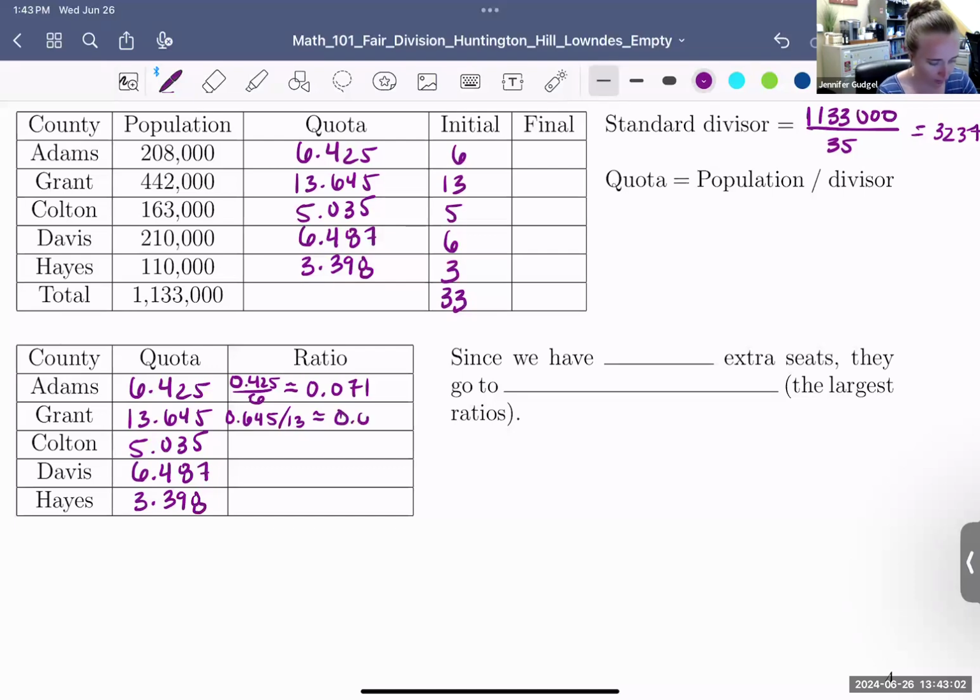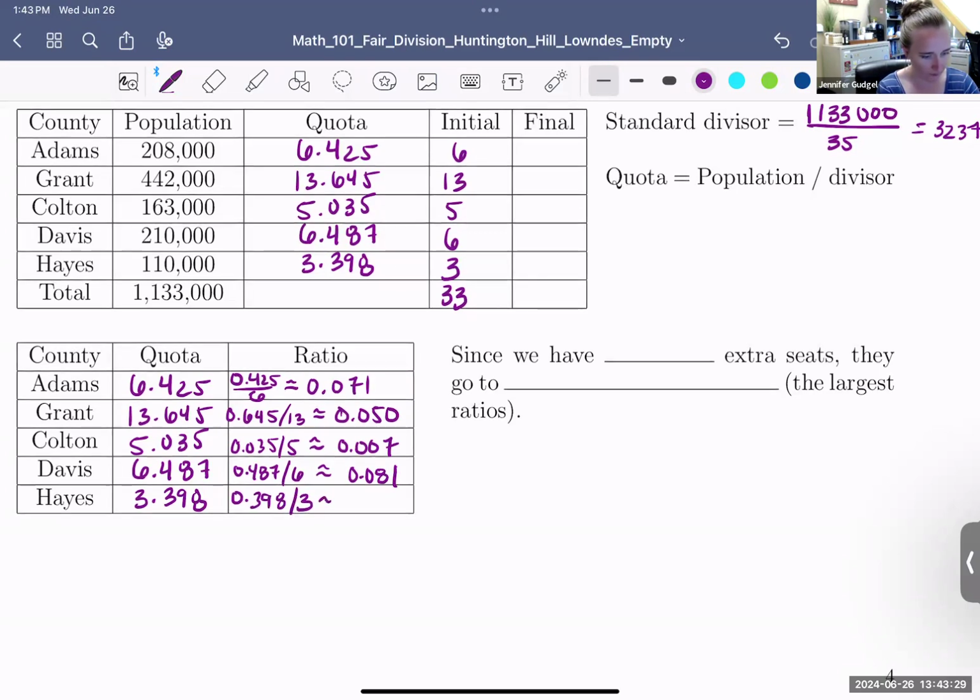That's going to be 0.050. Then 0.035 divided by 5, that's 0.007. Then 0.487 divided by 6, that's 0.081. And finally, 0.398 divided by 3, 0.133. So instead of Hamilton's, where we just look at the decimals and see which one's highest and award them, we are now looking at the ratios and seeing which is highest and award them.